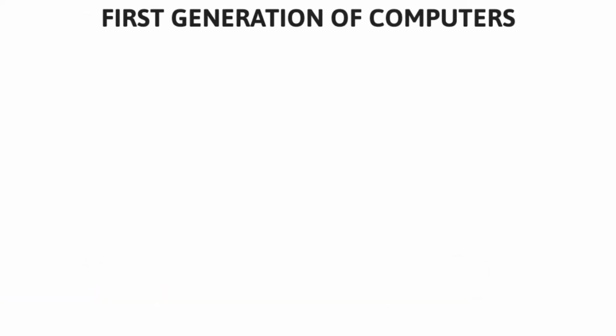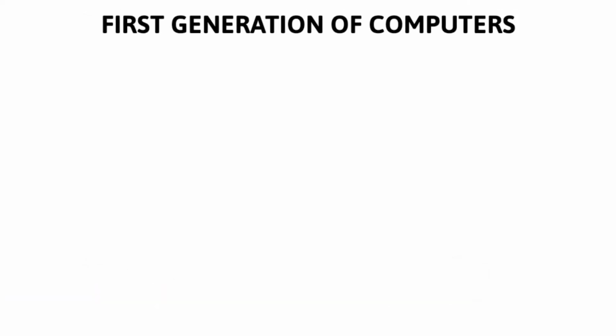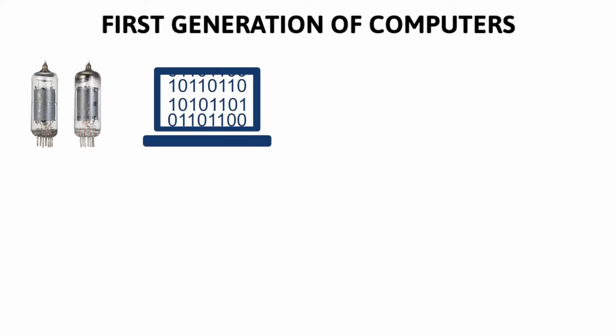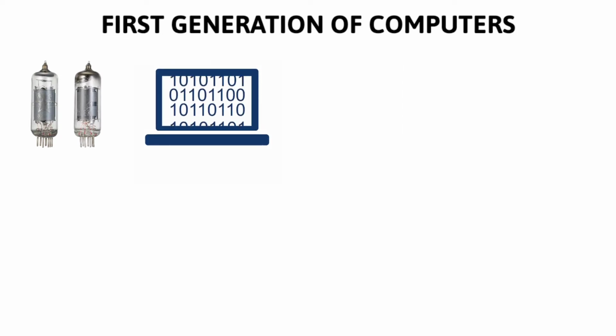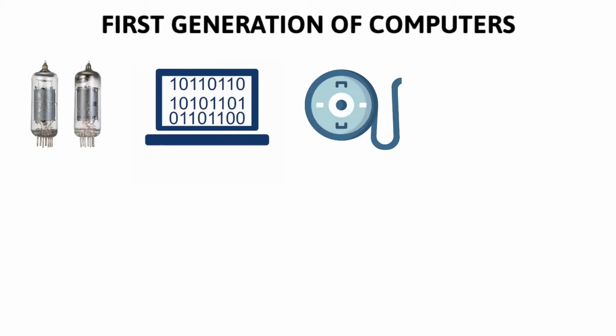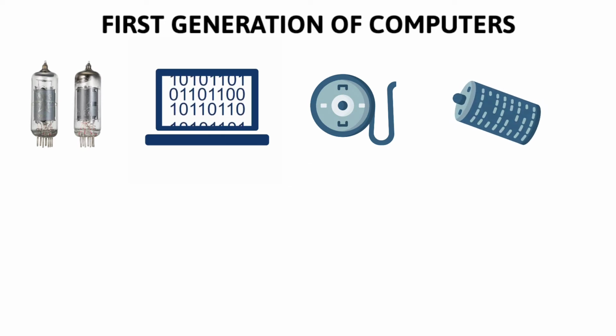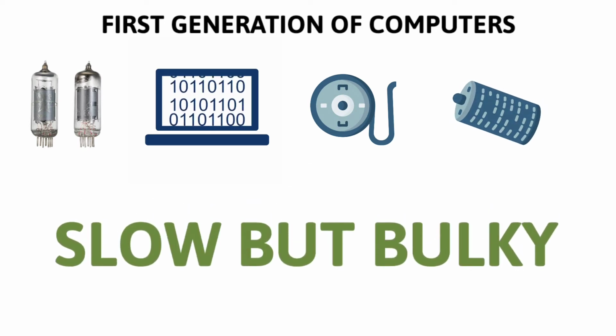The main component of the first generation of computers was the vacuum tube. It ran on machine language, which is hard to understand and operate on. It used magnetic tapes and magnetic drums as memory. They were very slow, but very large in size, sometimes even taking up entire rooms.